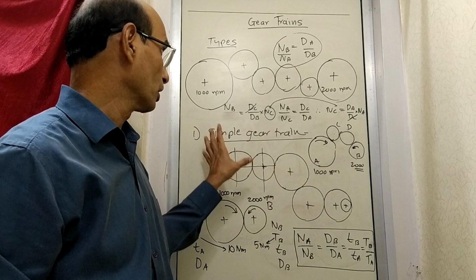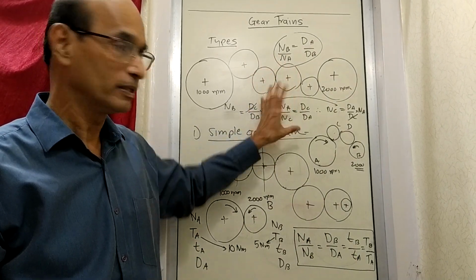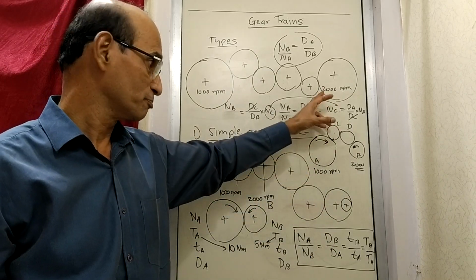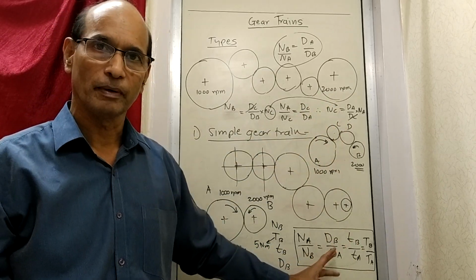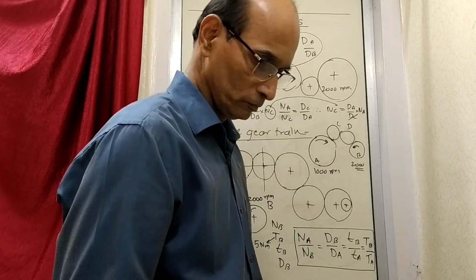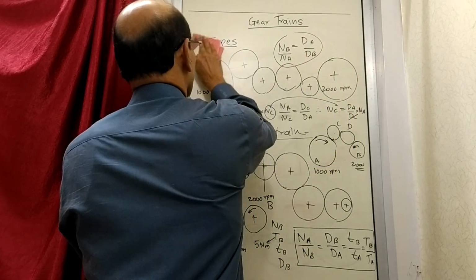Okay, so that is how you are going to analyze the first type of gear train, that is called a simple gear train. This is how it works and this is how it runs. You can find out the different speeds, even torques, everything you can find out by making use of this formula. Now the next is compound gear train.